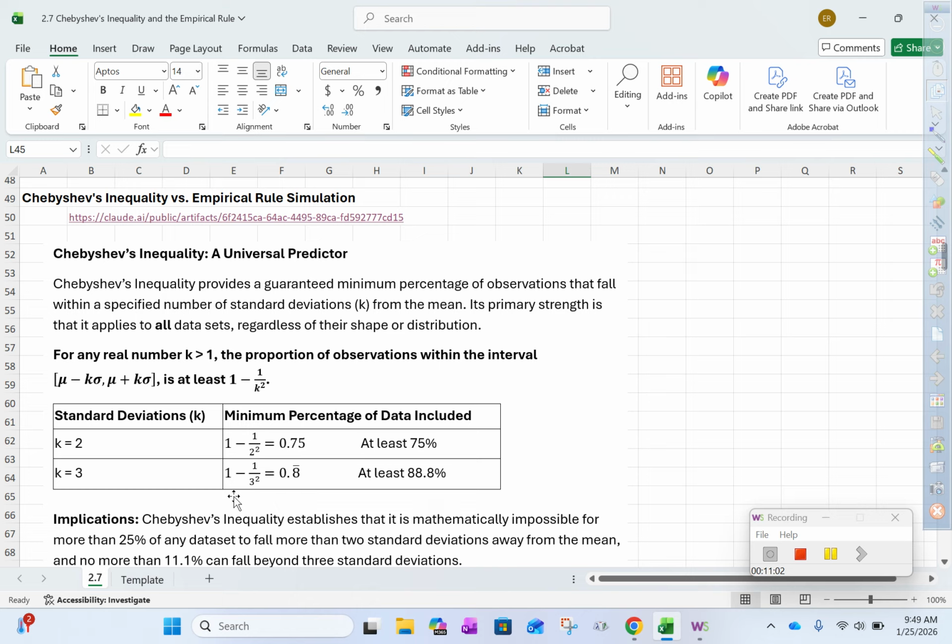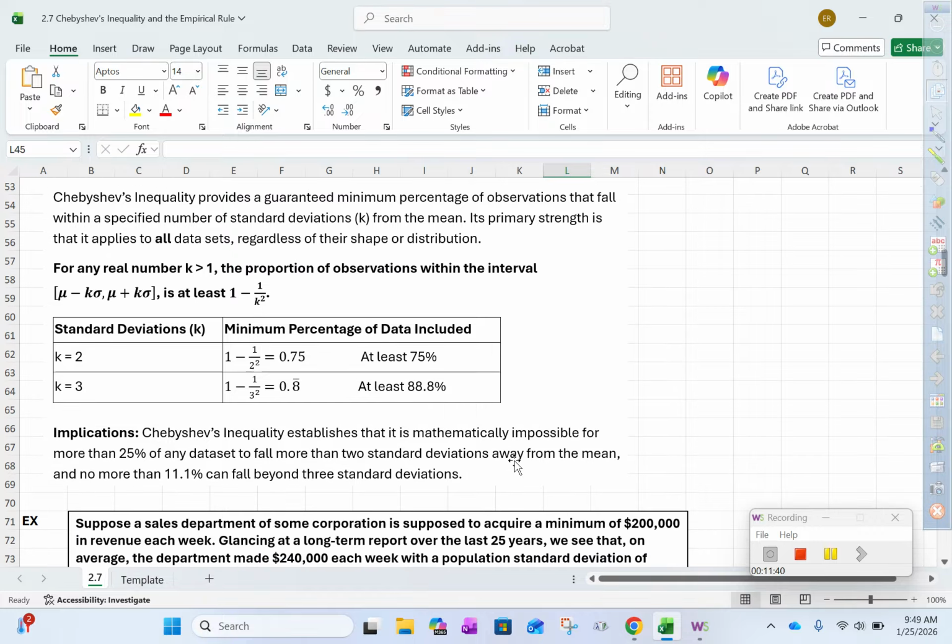Similarly here, plugging in 3 gives us 0.8 repeating, so at least 88.9% of the data is going to fall within 3 standard deviations. What that means is that it is mathematically impossible, based on how the standard deviation is calculated, for more than a quarter of the data to fall more than 2 standard deviations away from the mean. No matter what the set looks like, it's not going to happen.